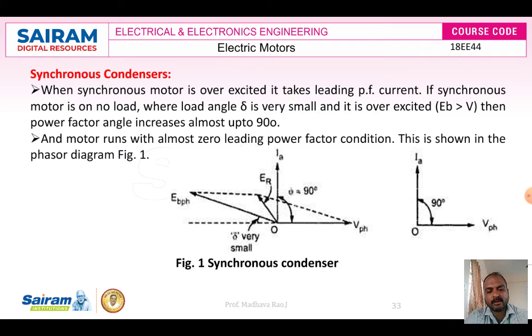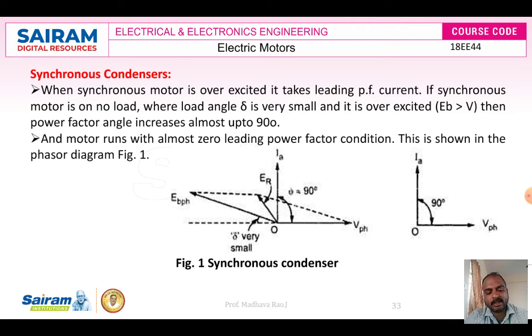A synchronous condenser also acts like a capacitor. Here the synchronous motor is over excited, and it takes a leading power factor current. If the synchronous motor is on no load, the load angle is very small, and it is over excited, so the induced EMF is more than the supply voltage. Then the power factor angle will increase almost up to 90 degrees.